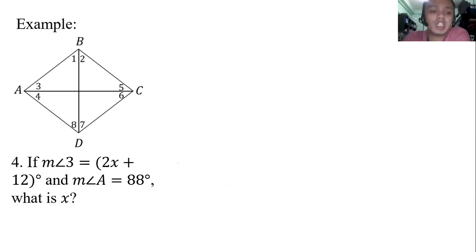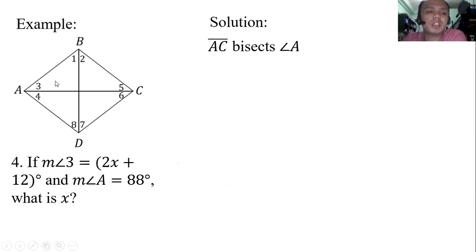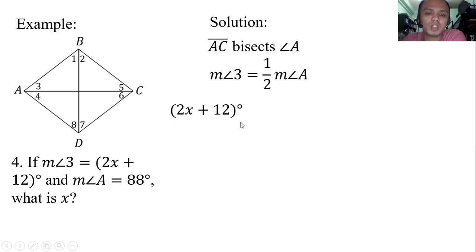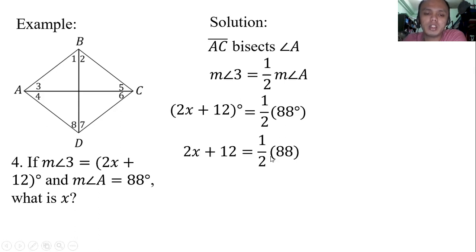If the measure of angle 3 is 2x plus 12 and the measure of angle 8 is 88 degrees, what is x here? Again, AC bisects angle A, and the measure of angle 3 is equal to 1/2 of the measure of angle A. Substitute the measure of angle 3 as 2x plus 12 equal to 1/2 of the measure of angle A, which is 88 degrees. Remove the degree symbol. 1/2 times 88 is equal to 44.